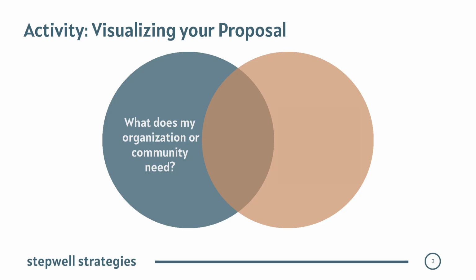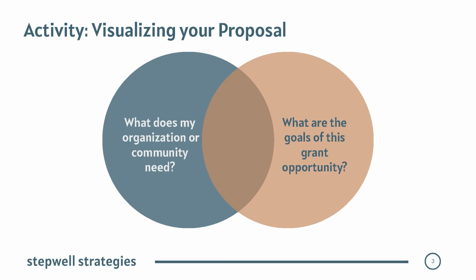For the circle on the right, first open up the RFA or NOFO to the grant you've selected. Next, carefully review the RFA or NOFO in order to understand the purpose of this opportunity. What is this grant program trying to accomplish with these funds? Take notes in the circle on the right.